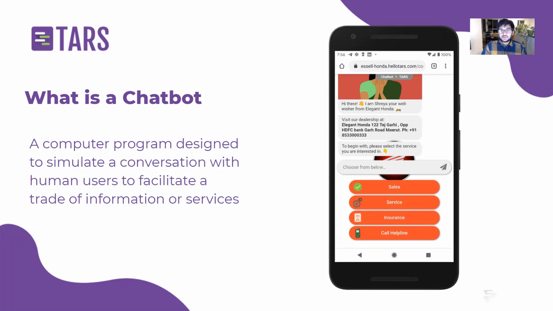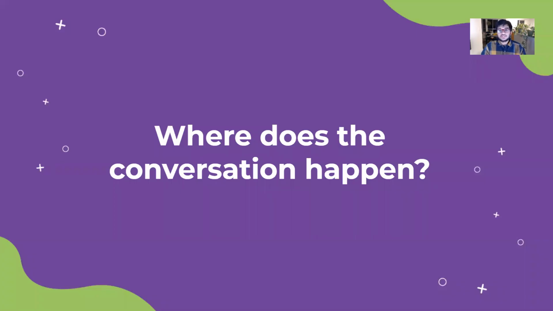Now, the question that we are going to be focusing on in this webinar, as it pertains to this particular definition, is where is that conversation happening? So chatbots are pieces of software that have conversations with your customers, but where are they having that conversation? And the two answers to this question, as the title of this webinar suggests, are first, the web.